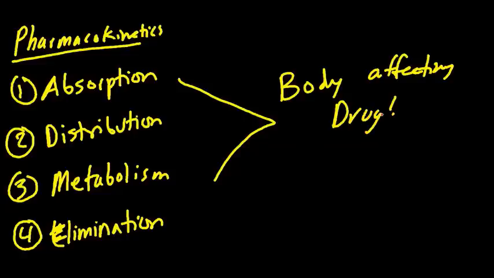Now, this is important. I can't drill this home hard enough. Pharmacokinetics is what our body is actually doing to the drug. While we're absorbing it, our body is distributing it. Our body is metabolizing that drug. Our body is eliminating that drug. Doesn't matter what drug it is, because it's our body that's affecting these drugs. Okay, so let's talk about each of these main points.